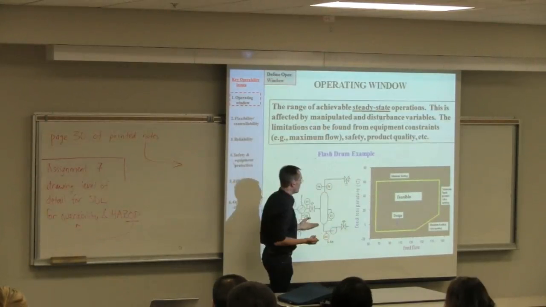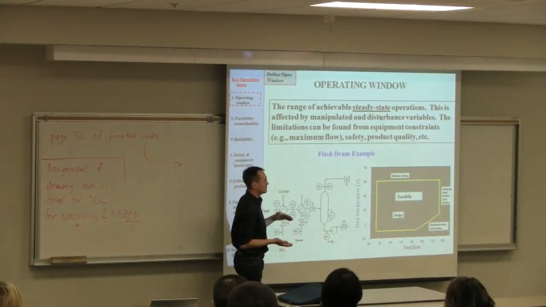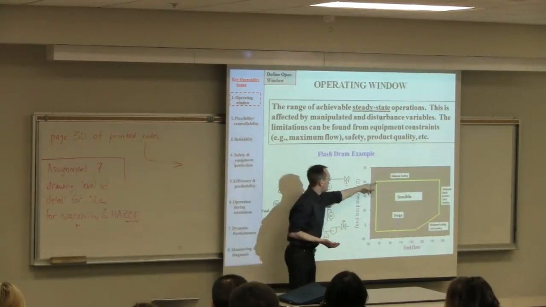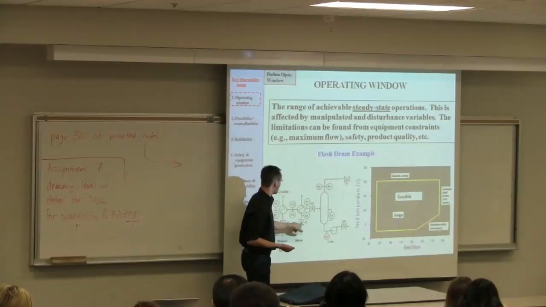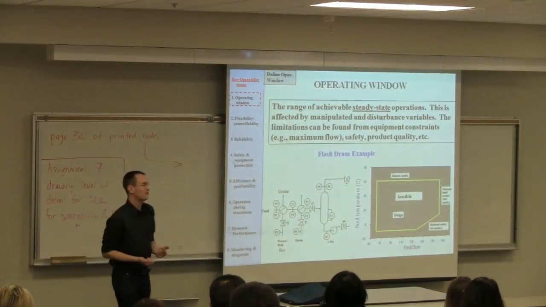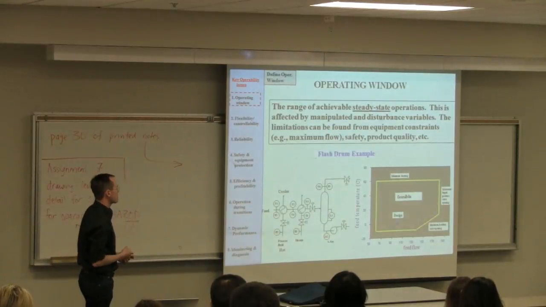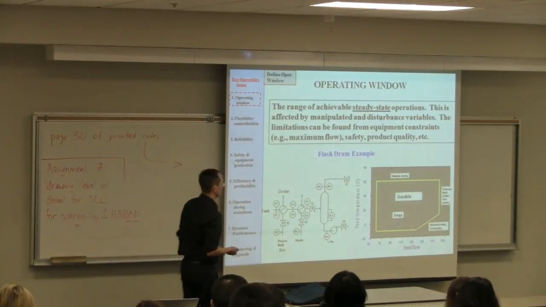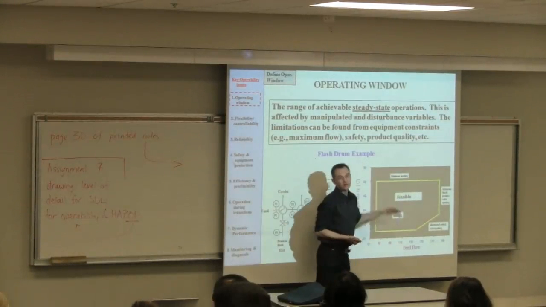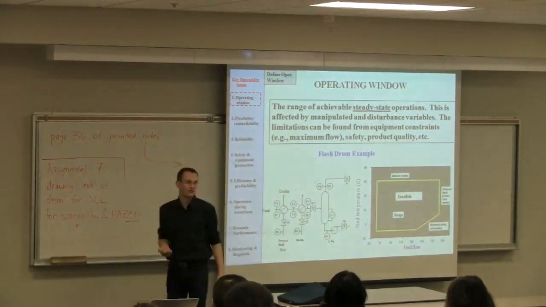So I know that my feed can come in between minus 10 and plus 60, so on a day that my feed does come in at 60, I would need to then close those valves so I'm not supplying any additional heat to that feed, so that I prevent myself from leaving that feasible region. So again, that is a hard constraint. I can't go below 0% valve opening.